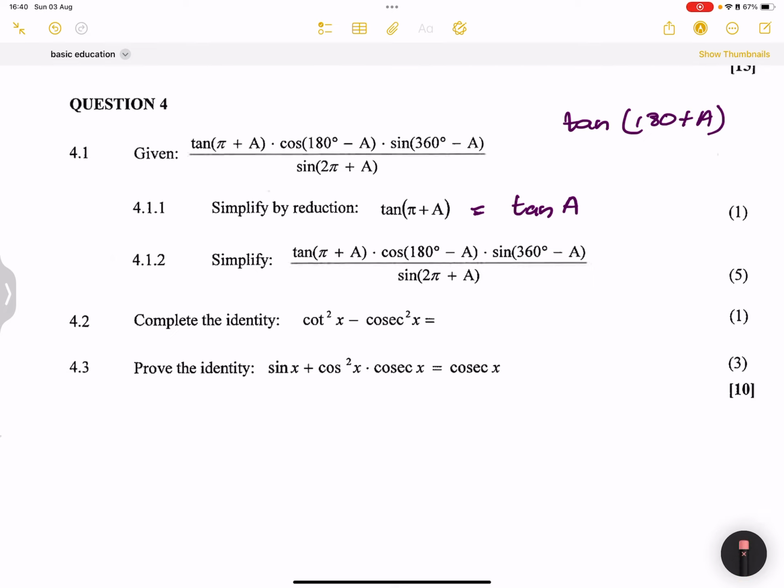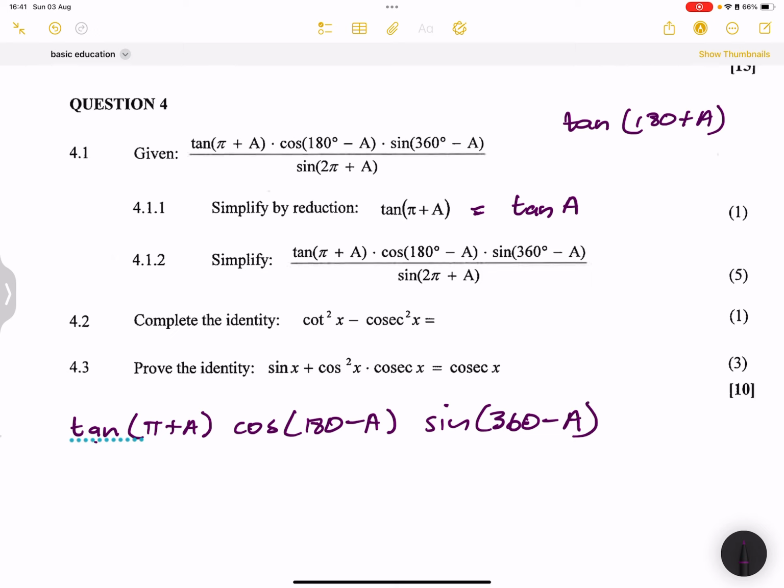Let's go for 4.1.2. So they say to us we must simplify this identity. So we must simplify that expression: tan of (pi plus a), cos of (180 minus a), sine of (360 minus a), divided by the sine of (2 pi plus a).